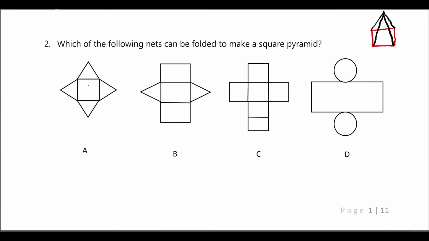So obviously the base shape will be at the center. So that will be in the shape of a square. And then you see that from the diagram, we have 4 triangular sides. So this is one, the front, the right, and the back. So 1, 2, 3, 4. So it is clear that it is option A, that can be folded to make a square pyramid. Thank you.